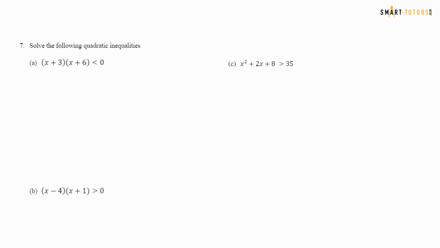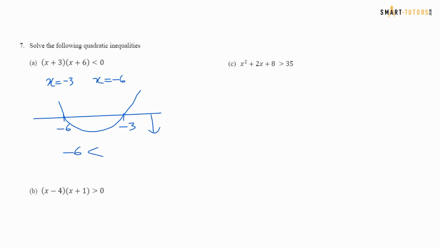Question number 7. Solve the following quadratic inequalities. Let's do this one. So x equals minus 3, x equals minus 6. On the number line, this minus 6 comes here and minus 3 comes here. It's a happy face graph and it's less than. So x is between minus 6 and minus 3. That is the final answer for this question.